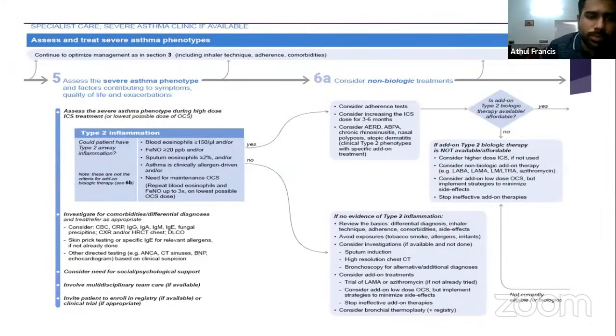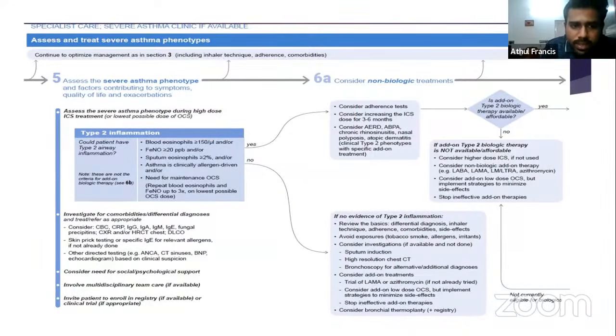The interleukins which we had discussed initially, that is interleukin 4, 5, 13, will become useful right at this point, when you are looking for a directed therapy. Now you have given a high dose of ICS-LABA to the patient. Your patient is also on an oral corticosteroid. Irrespective of all that, your patient is still not getting control. He is a case of severe asthma.